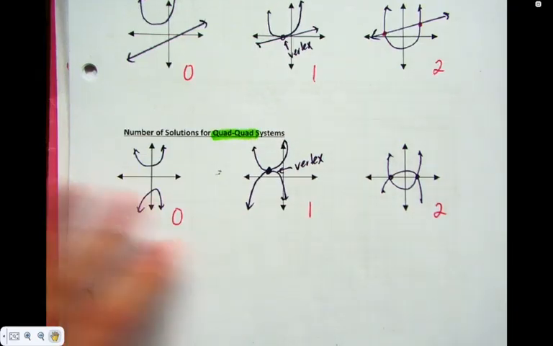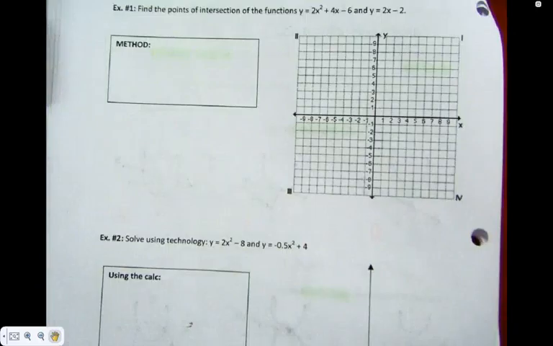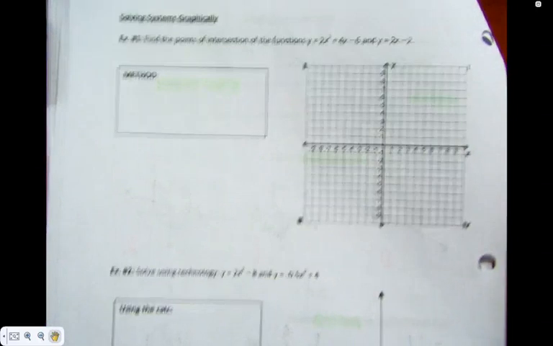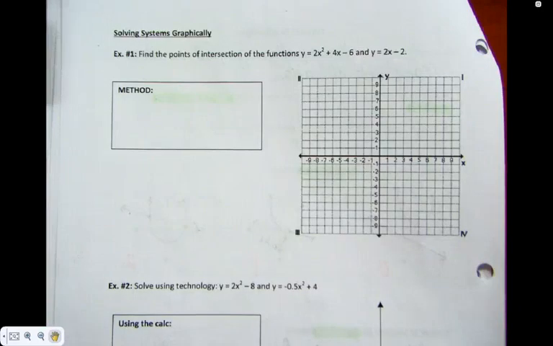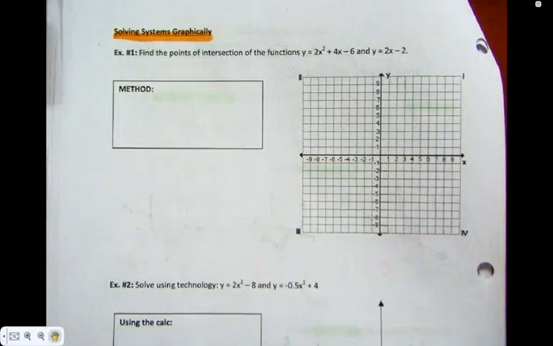The rest is just solving the system. So we're going to do the exact same methods that you did last year. We're going to do graphing today, and then we'll do elimination and substitution tomorrow. So same methods as grade 10, nothing has changed. I'm just making one or both of the equations quadratic. We're going to do graphing by hand, and then we'll do graphing with technology.